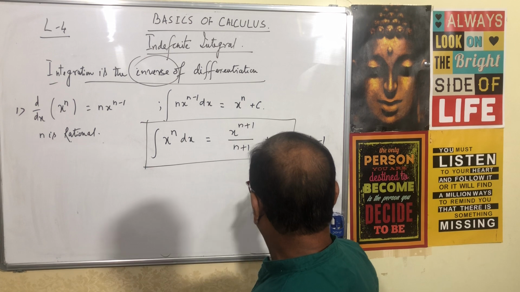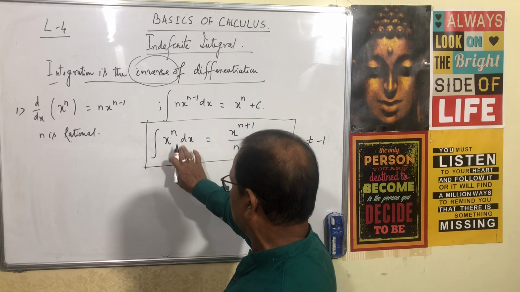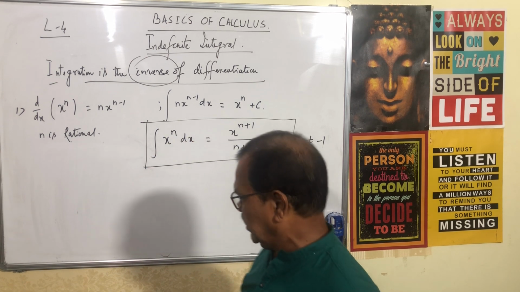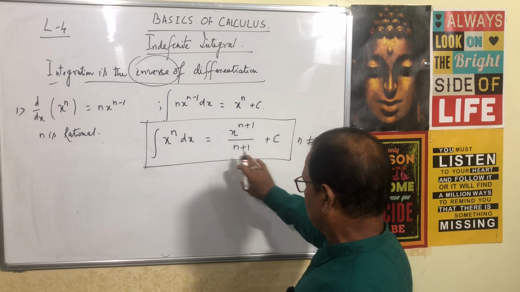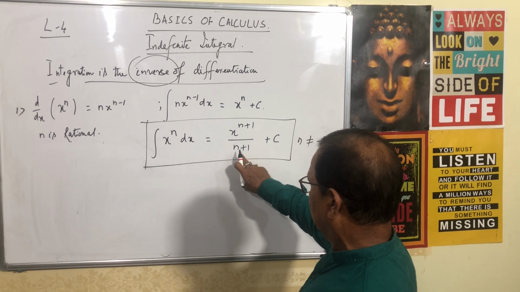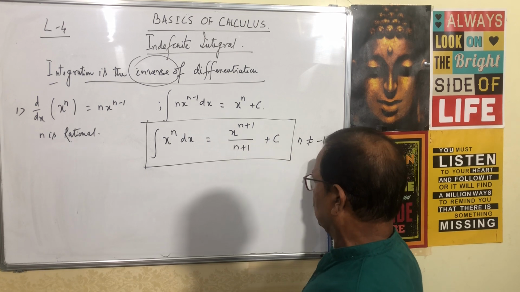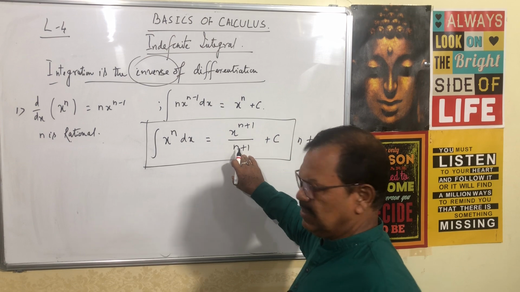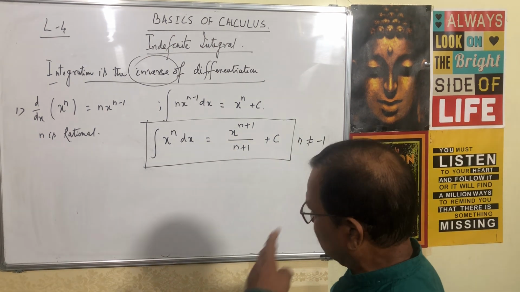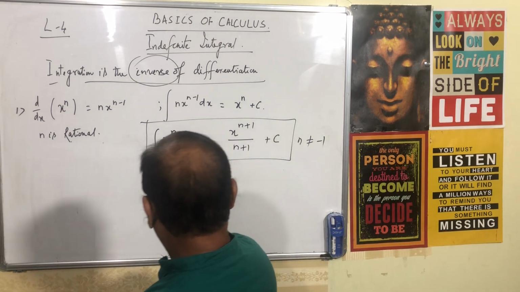I will take up later the case where n is equal to minus 1. What happened here? It is written as 1 by x to the power n. So, for you to better understand, this is n plus 1 not equal to 0. So n not equal to minus 1 for applicability of this term, right? Let us see now.